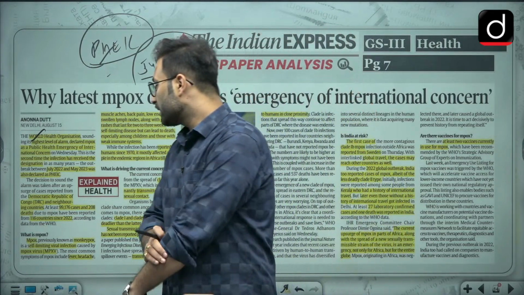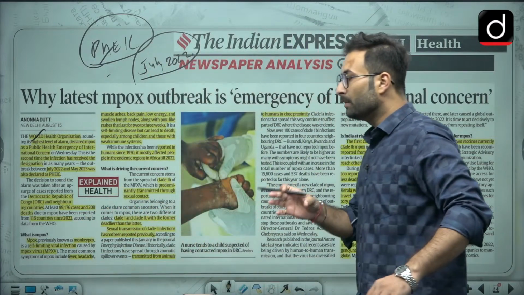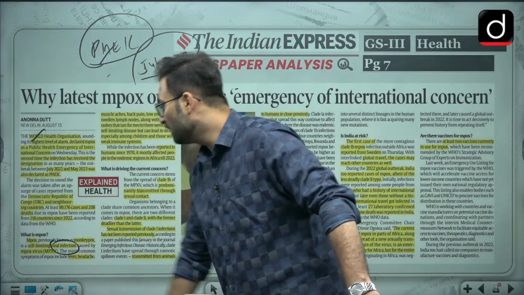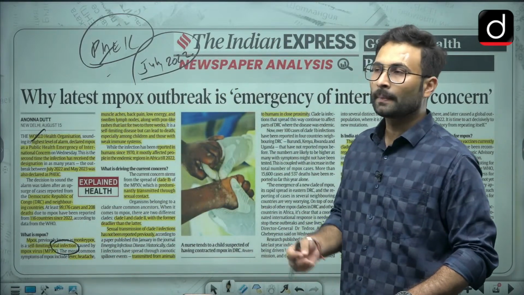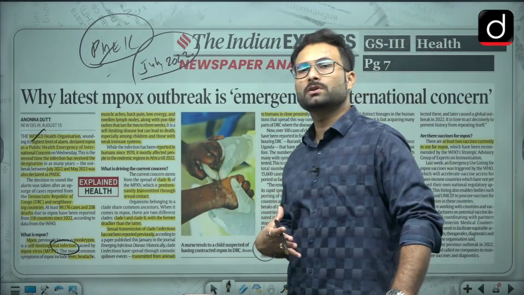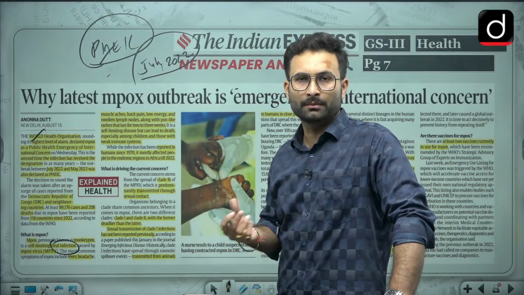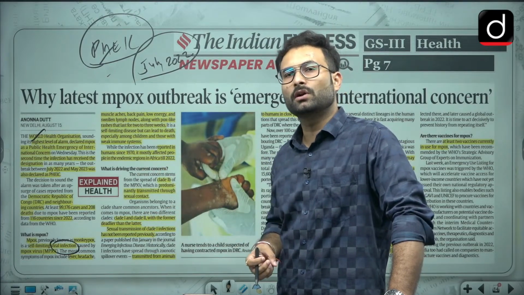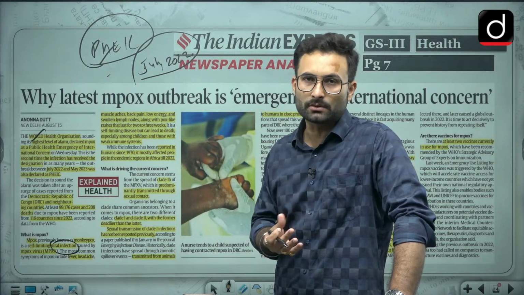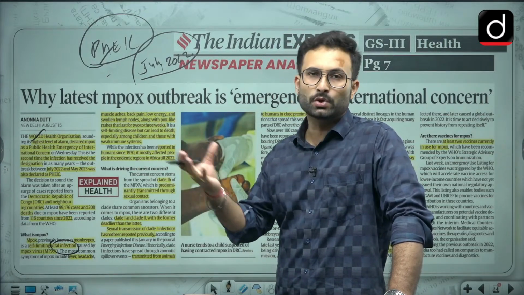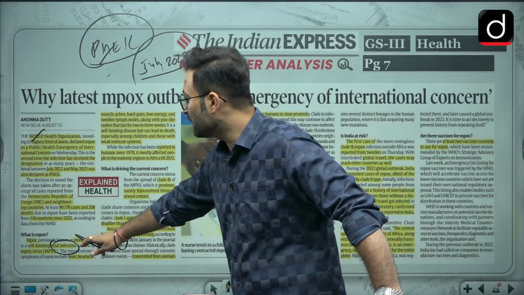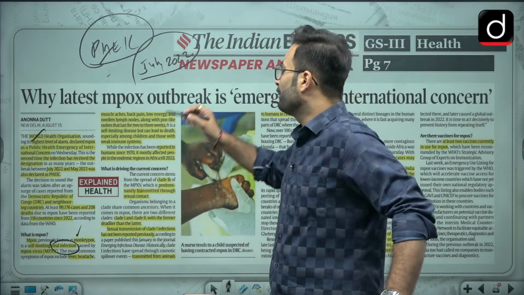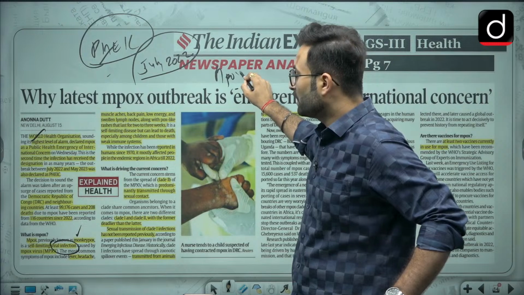Now, what is Mpox? It is a self-limiting viral infection. So one thing which is clear is that it is a viral infection. It was called monkeypox because it was actually found in monkeys at that point of time. Since it is a zoonotic disease, it can transfer from animals to humans, and that is why it was named monkeypox. Later the name was changed to Mpox. So you can remember that.